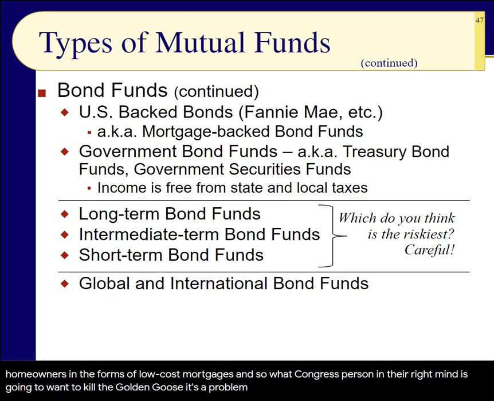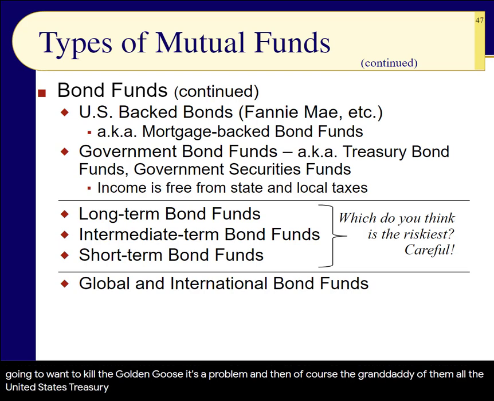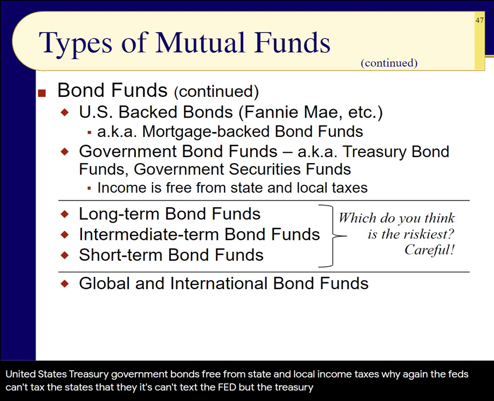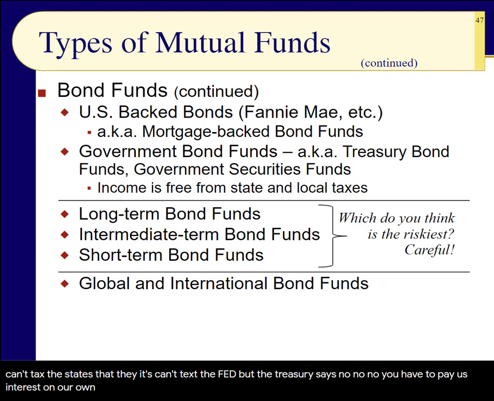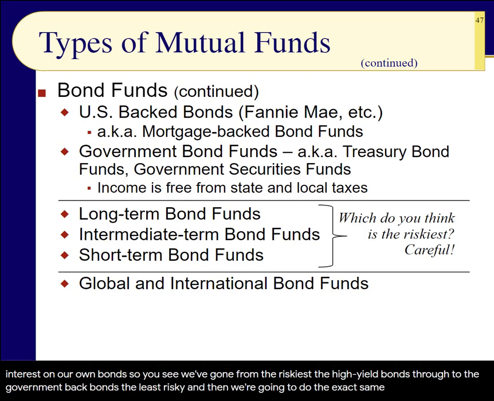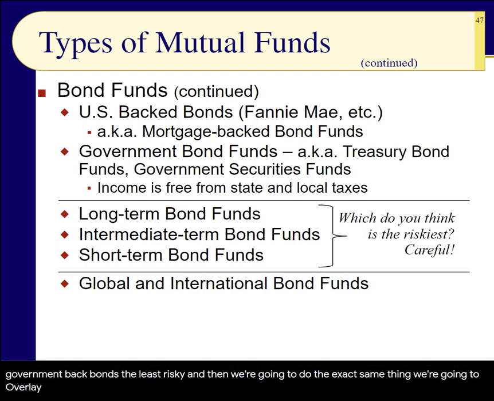It's a problem. And then, of course, the granddaddy of them all, the United States Treasury, government bonds, free from state and local income taxes. Why? Again, the feds can't tax the states, the states can't tax the feds. But the Treasury says, no, no, no, you have to pay us interest on our own bonds. So you see, we've gone from the riskiest, the high yield bonds, through to the government backed bonds, the least risky. And then we're going to do the exact same thing. We're going to overlay the two other categories on top of these five categories.